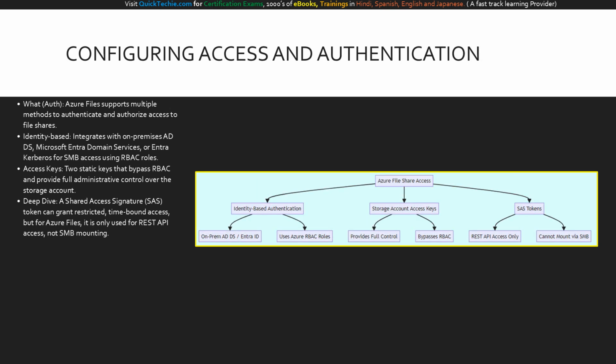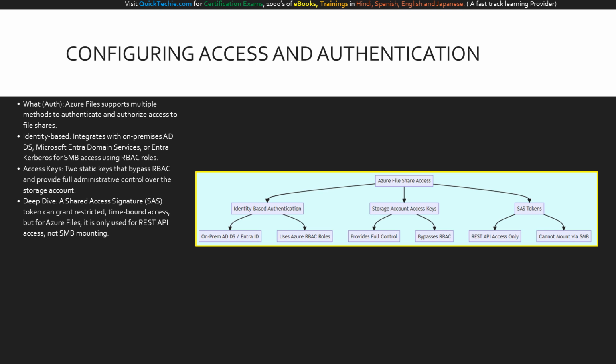Once your file share is created, you must secure it. Azure Files supports several authentication methods. The most secure and recommended method is identity-based authentication over SMB. This allows you to integrate the file share with your on-premises Active Directory domain services, Microsoft Entra domain services, or Entra Kerberos. You can then use Azure Role-Based Access Control, or RBAC, to grant granular permissions to specific users and groups.